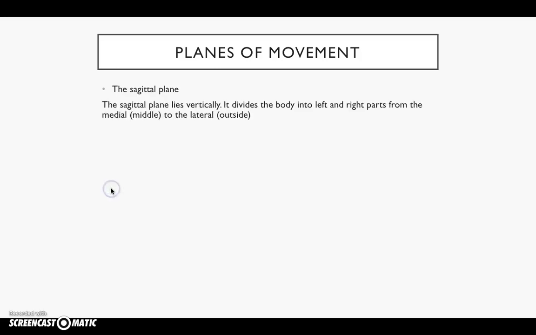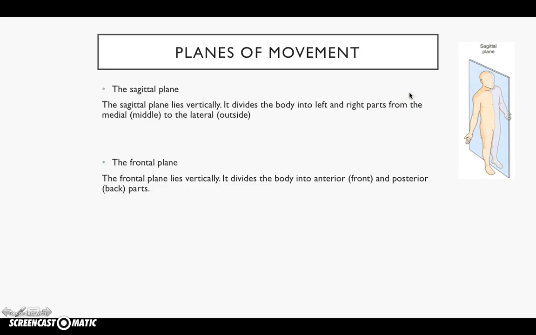Now, the sagittal plane. The sagittal plane lies vertically. It divides the body into left and right parts, from the medial, the middle, to the lateral, the outside. And here's a picture. As you can see, the body is split in half, straight down the middle, and you have a right and a left. When we discuss medial, medial is middle, lateral is outside.